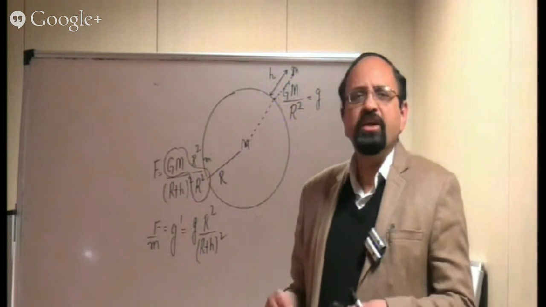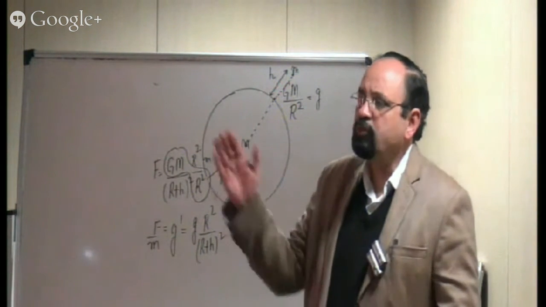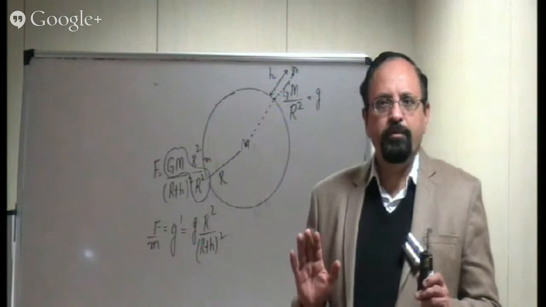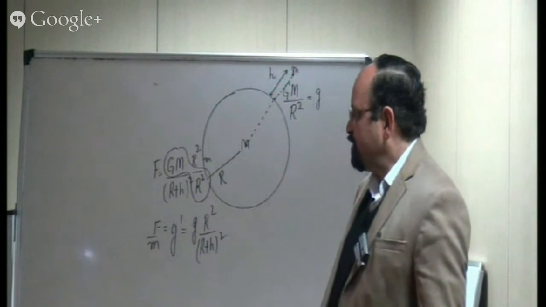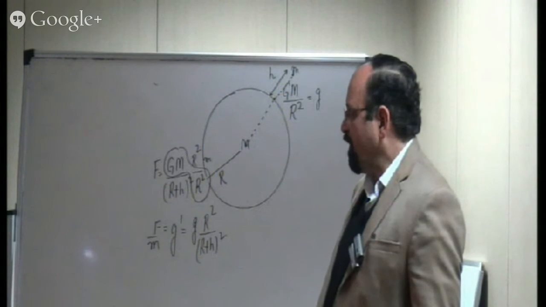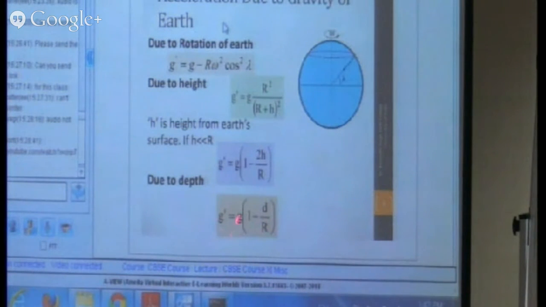But if I assume density to be the same throughout, to keep the thing simple, I can use this formula for the depth: g' = g(1 - d/R). When you remember all these formulas, it's very important to remember that here we have 2 and here we have just d. Depth is always taken from the surface inward.